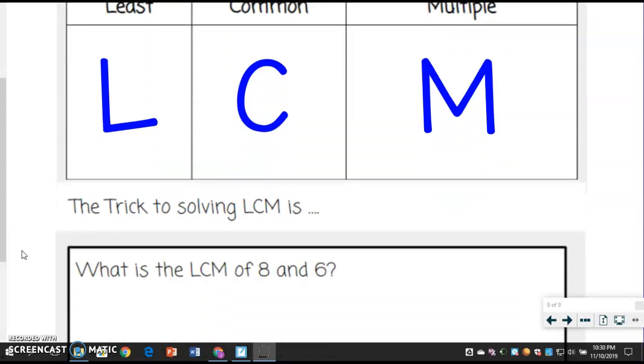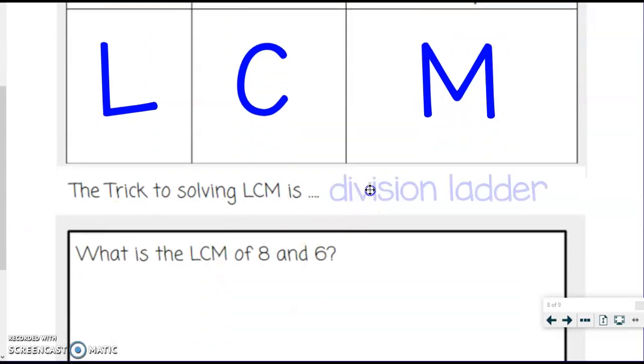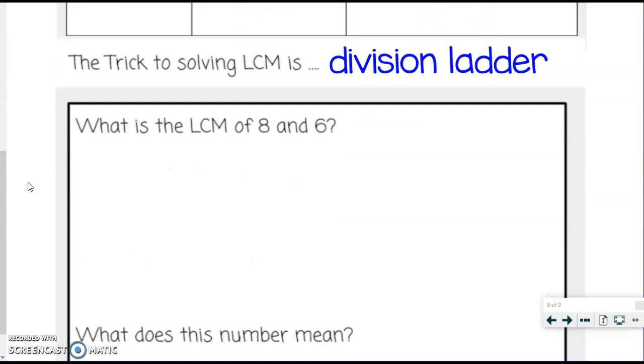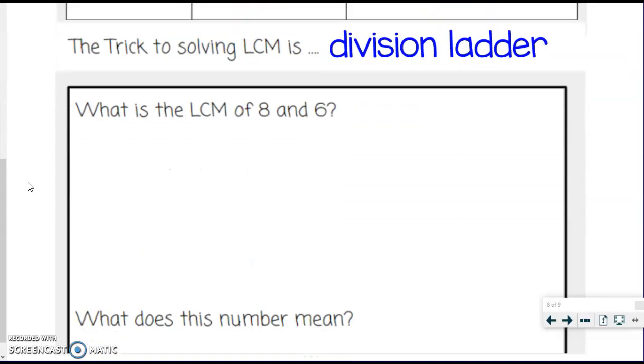So the trick to solving LCM, very similar to GCF, is the division ladder. I'm going to show you how you can use that again to find the least common multiple, that first number that the two numbers have in common. We're going to try and find the LCM of 8 and 6. Before I do that, I want to show you that you can do something called listing the multiples, but I'm going to show you how the division ladder can help you do this a little bit quicker.